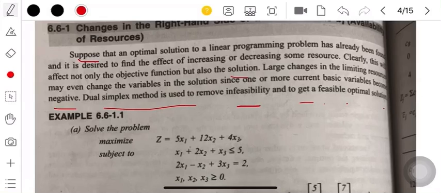As I have already discussed, what we are going to do is that first a problem will be given, right? We'll find the optimal solution of this. Then according to the problem we will proceed. So this is the given problem. Solve the problem. Maximize z equals 5x1 plus 12x2 plus 4x3 subject to x1 plus 2x2 plus x3 less than or equal to 5, 2x1 minus x2 plus 3x3 equal to 2, and x1, x2 and x3 are positive.